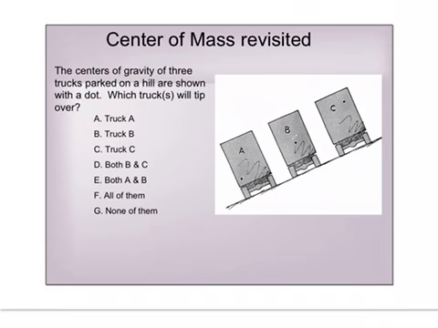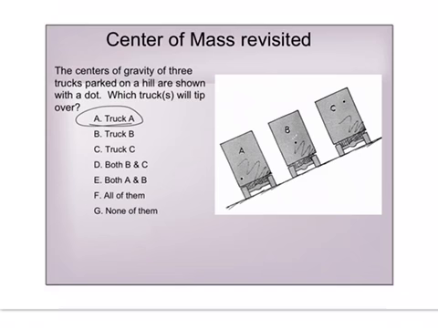So if we go back to center of mass, a good example to take a look at to talk about what we're dealing with when we bring in the concept of rotation is if you look at the image with the three trucks, A, B, and C, the dots that are shown, that is the location of the center of gravity or center of mass of each of them. Out of those three, which one is most likely to tip over? The correct answer ends up being truck A.